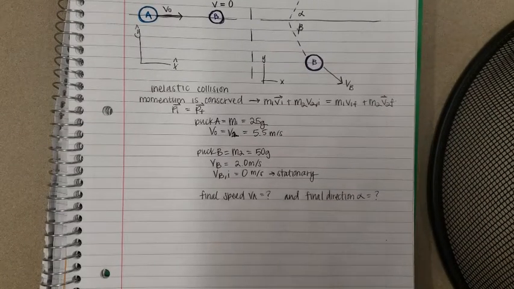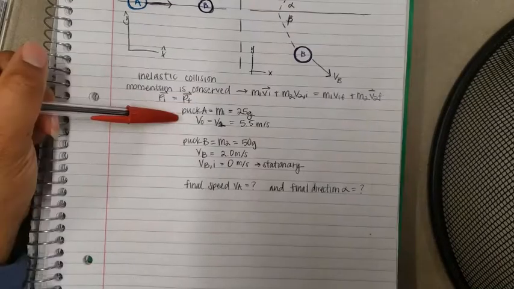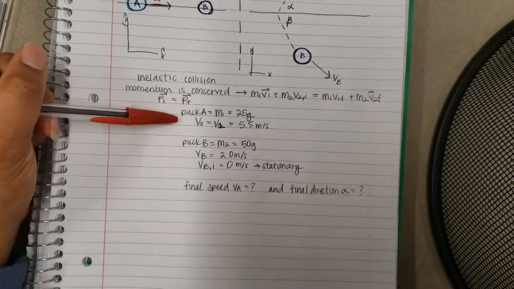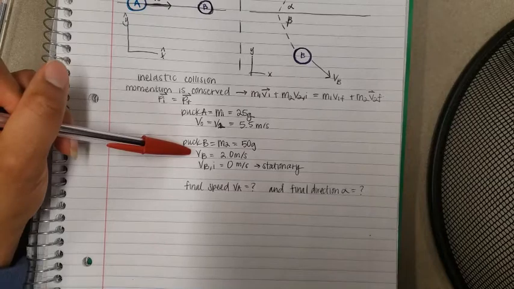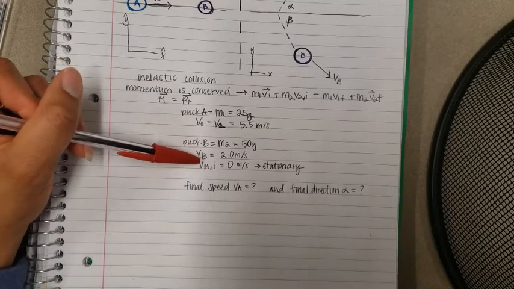I've written down all the information given in the problem. We were given the mass of puck A, the initial velocity of puck A, the initial velocity of puck B, and the final velocity of puck B, as well as the mass.